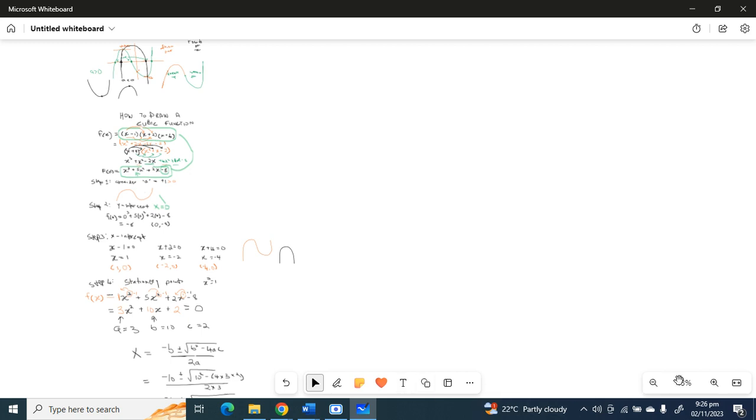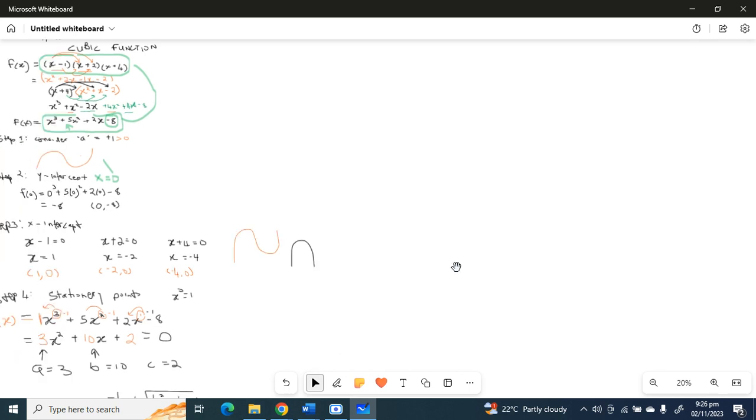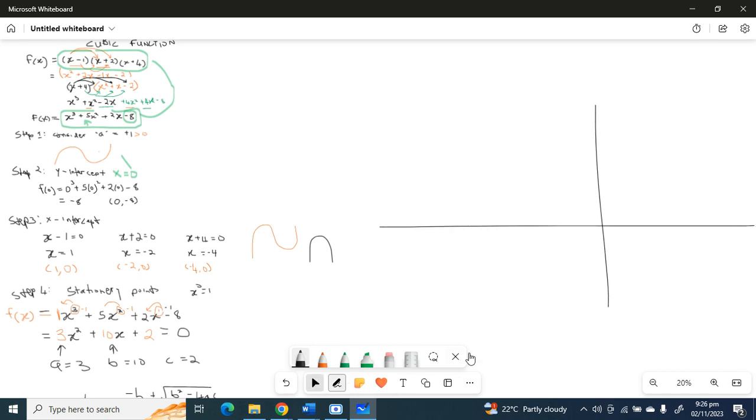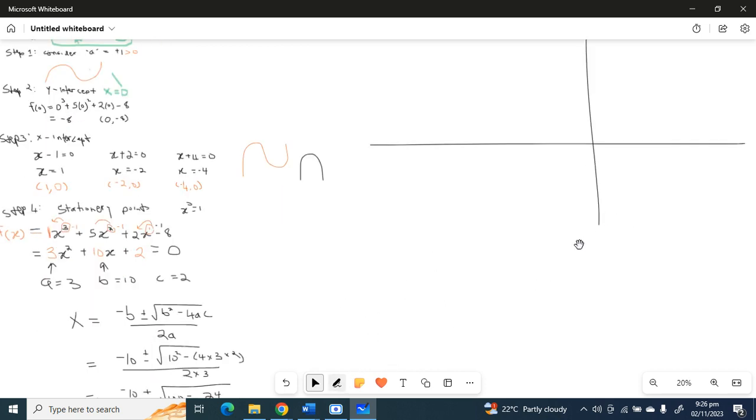Okay, we need first the coordinates for our y-intercept, 0, -8. So let me just draw a graph here. 0, -8. So it should be somewhere here. Okay, it's not to scale. So if it looks funny, just remember it wasn't to scale. So yeah, what was it? 0, -8. That's our y-intercept.